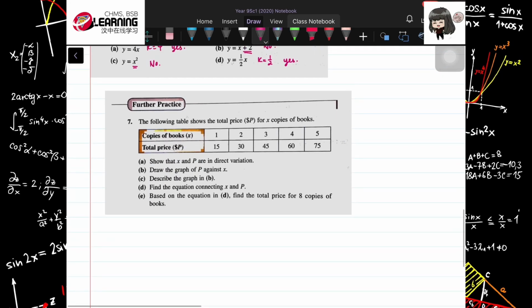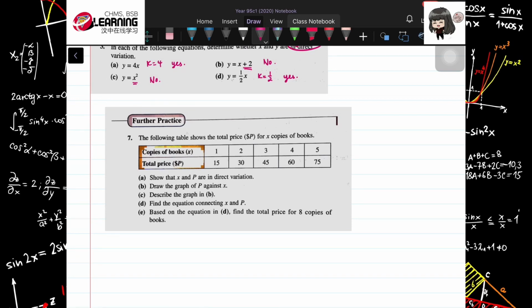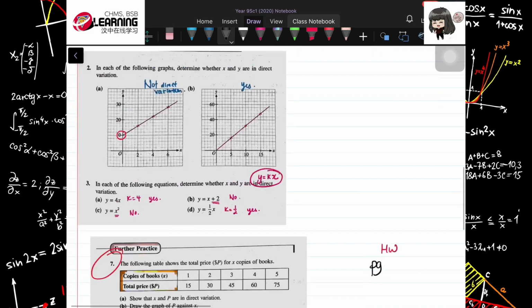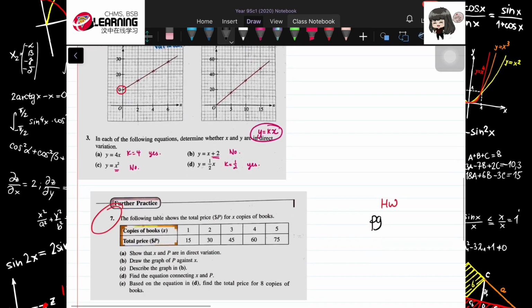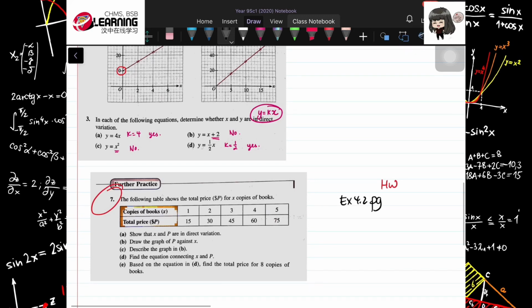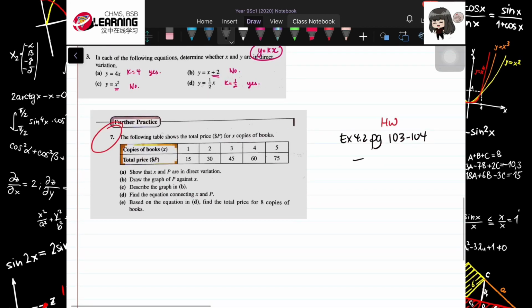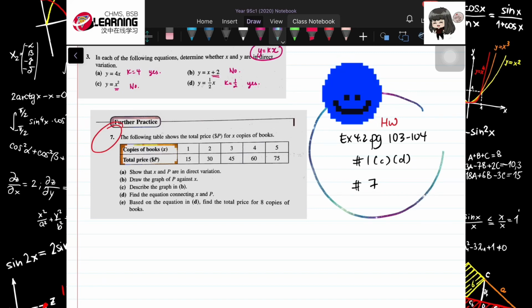Question number 7, I want you to do it by yourself, which requires a graph. So your homework is exercise 4.2, pages 103 to 104. You continue with question 1C and 1D, and question number 7. Only these, yeah?